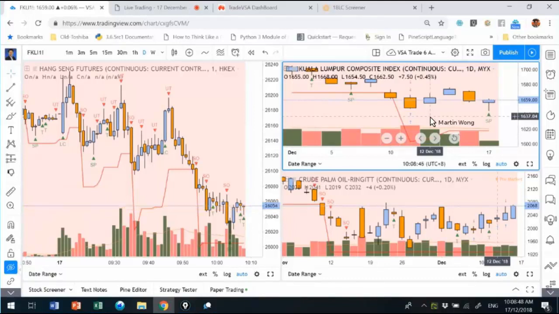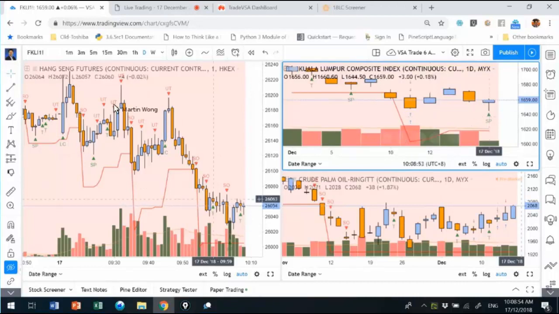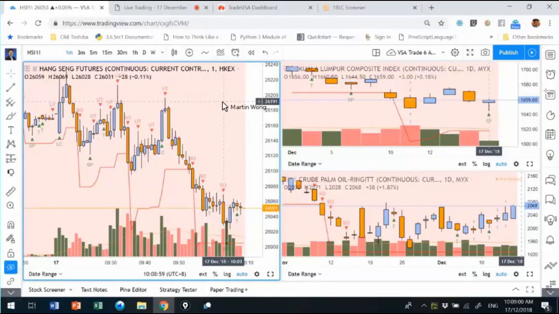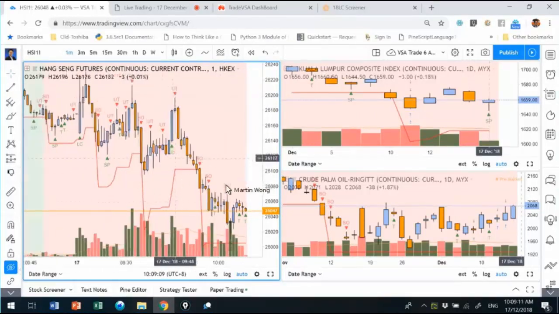If you're looking at intraday, right now I have the Hang Seng on a 1 minute chart. Over here, this is a 1 minute chart, and you can see it is still a red hit zone. A red hit zone simply means it is time to long or short. It's a time to short, isn't it? This is a time to short, and the market is still trending down here.